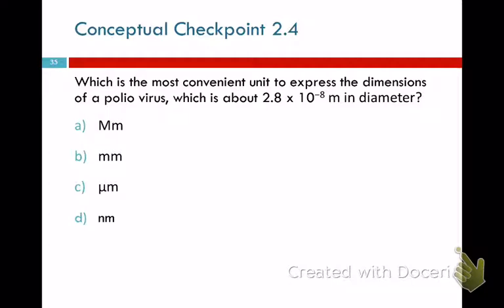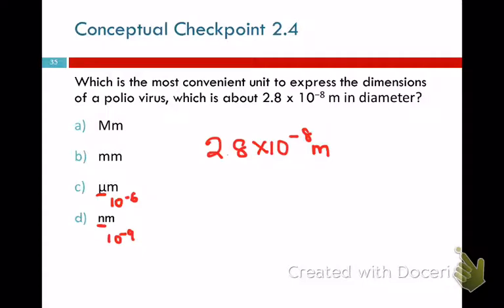So let me write it out: 2.8 times 10 to the minus 8 meters. Now, nano is 10 to the minus 9, and micro is 10 to the minus 6. There are a couple of ways you can do this. Remember what I said before: if you move the decimal right, the exponent decreases, and if I move the decimal left, the exponent increases.